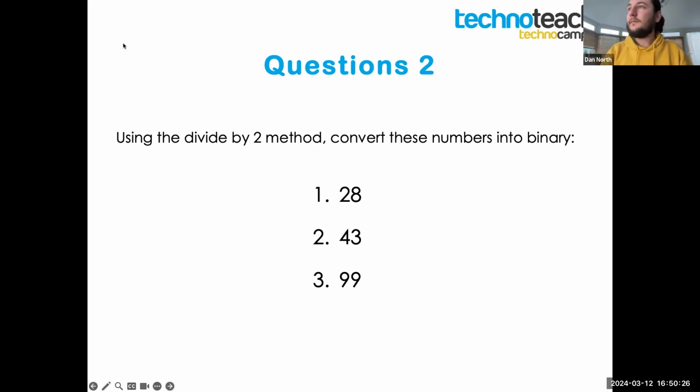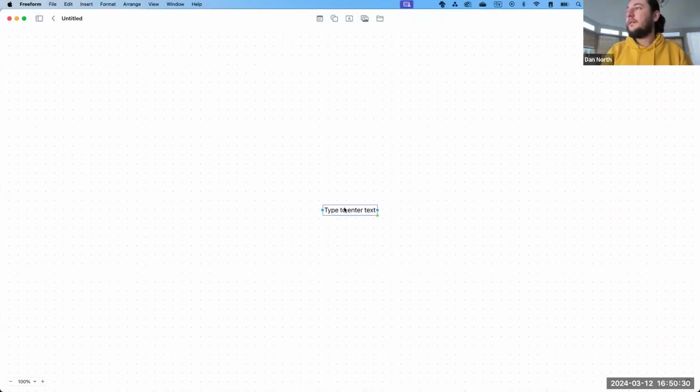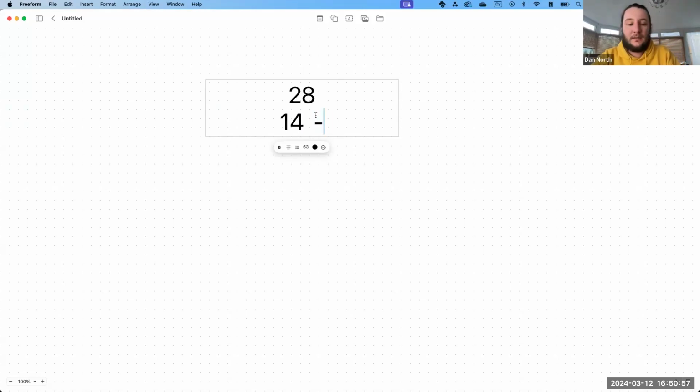So if I just add a text box here, I could do that one along with you. So 28, select the tabs. We're going to start with 28. And then we divide 28 by 2, which gives us 14 and a remainder of 0.